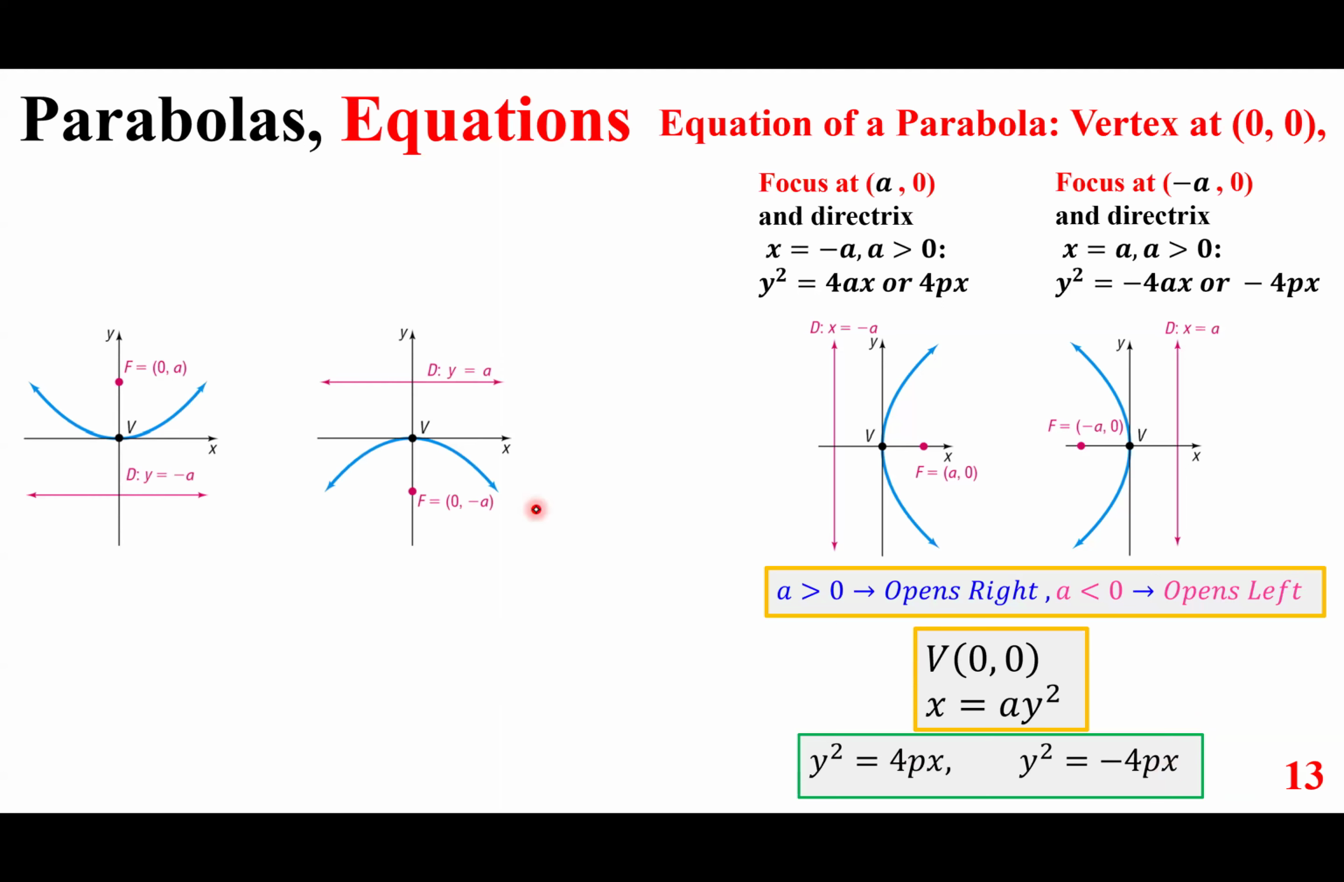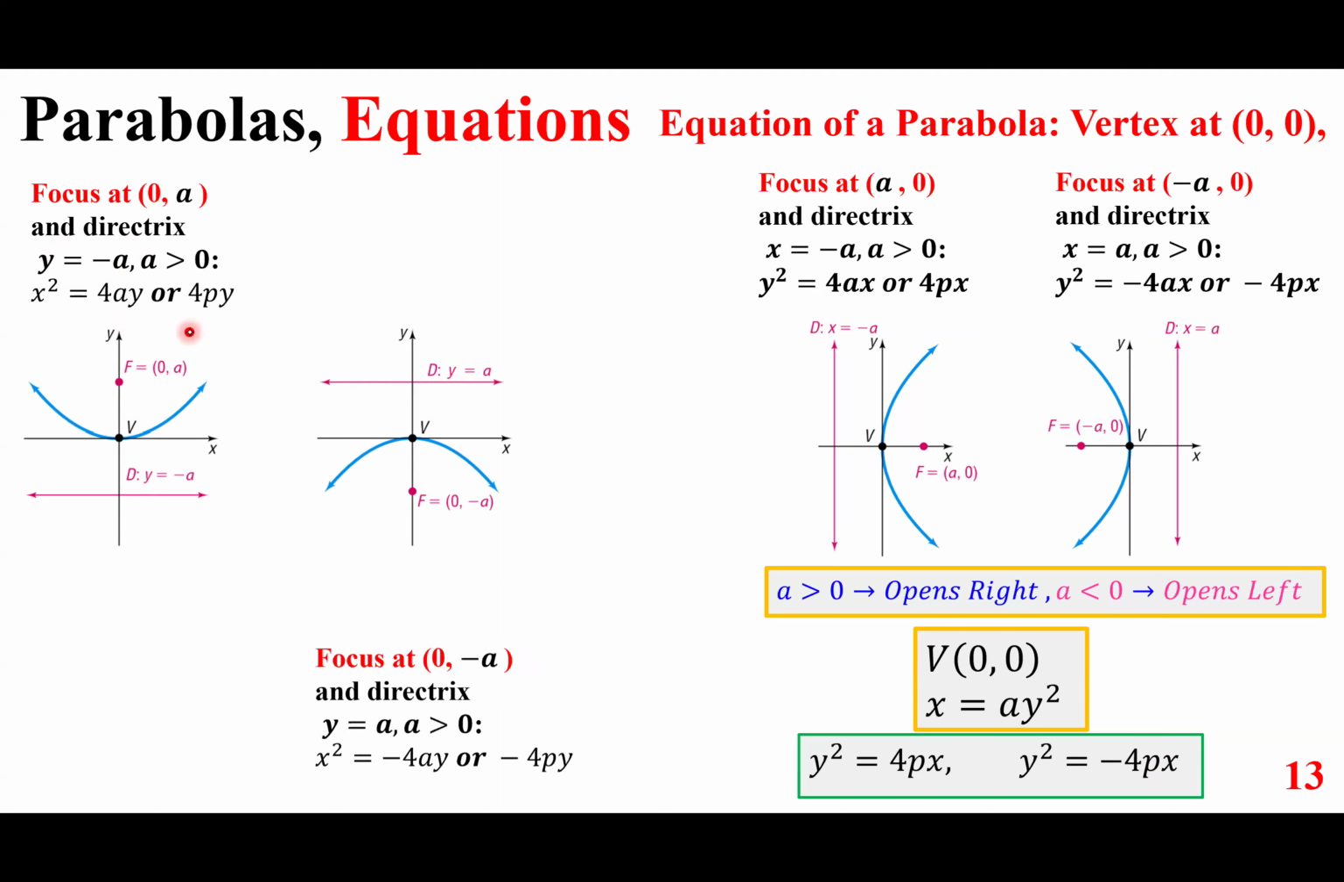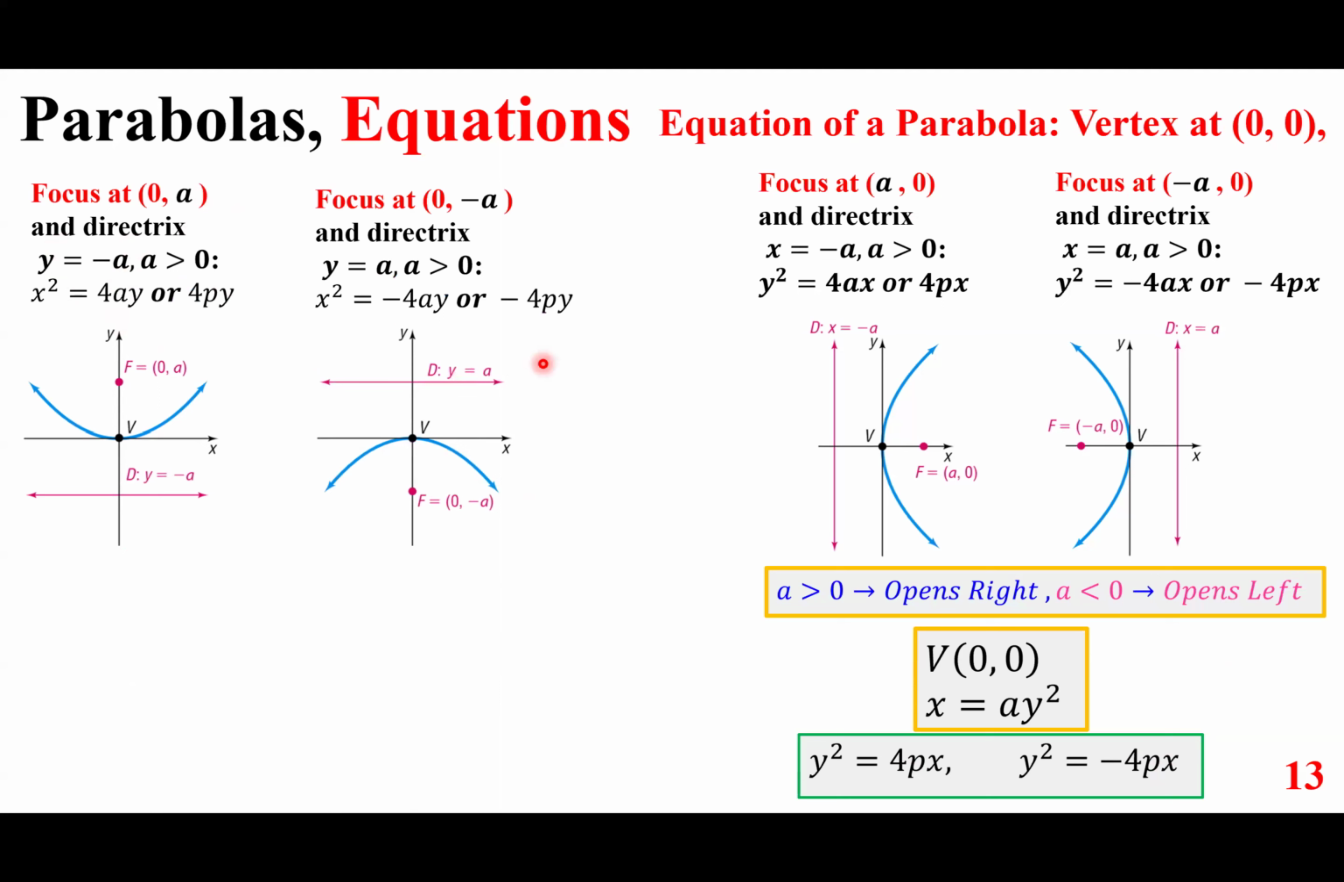Opens up and down. Focus at (0, a) and directrix y equals minus a, x squared equals 4ay or 4py. And this one opens down. x squared is minus 4ay or minus 4py. The vertex is at 0, 0, y equals ax squared. I want you to compare these two. In general, this one, quadratic with x, opens up or down. a is positive up, negative down, and this one sideways.